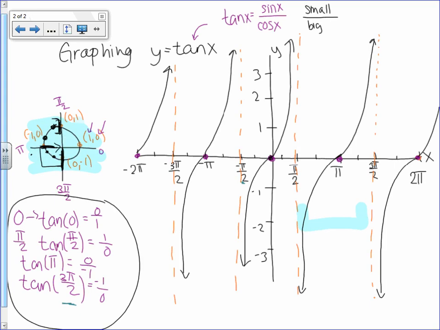Just like we looked at what tangent was doing in between pi over 2 and 3 pi over 2, we could do the same thing for all of these intervals, but after we did this little piece, you should realize that the same thing is going to happen in all those other little pieces.